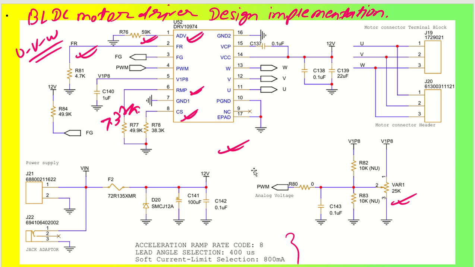Coming back to the power supply, I have given two provisions. One is the simple connector, which will take a 12 volt power supply input. If you want, you can give it even a little bit higher voltage, but I have protected it through a Zener diode here, or like a TVS diode. Then we have given a bulk capacitor, which is 100 microfarad electrolytic, and a 0.1 microfarad ceramic capacitor.